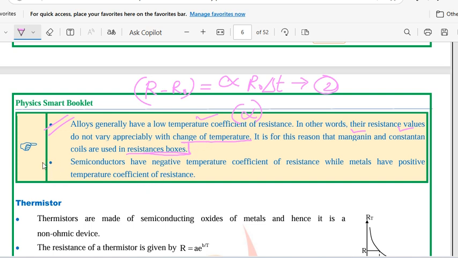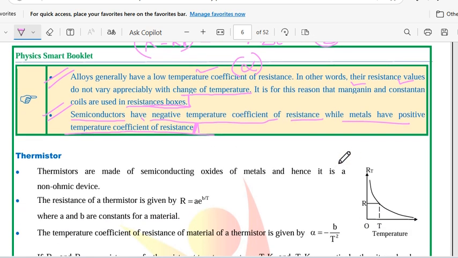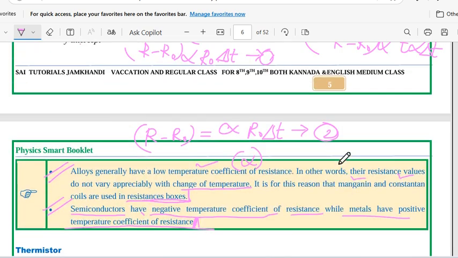Semiconductors have a negative temperature coefficient of resistance. Semiconductors are non-ohmic devices, so they have a negative temperature coefficient of resistance, while metals have a positive temperature coefficient of resistance.